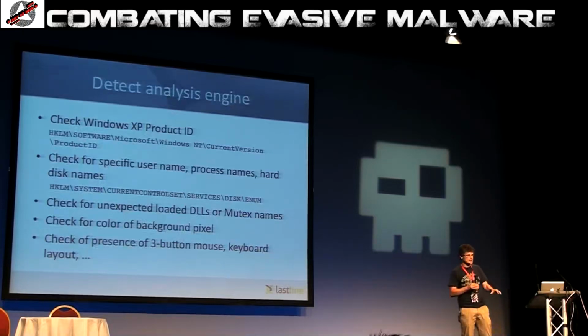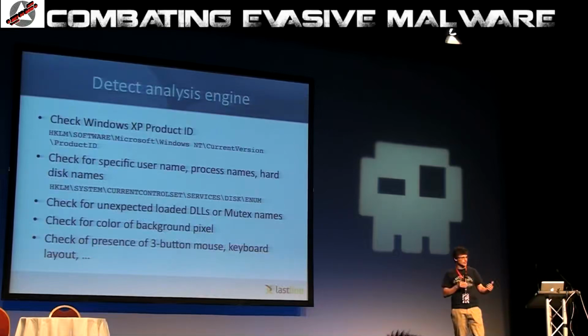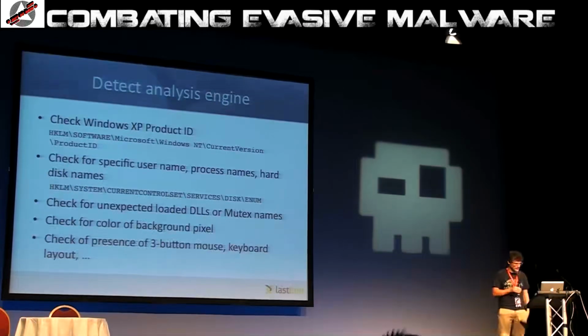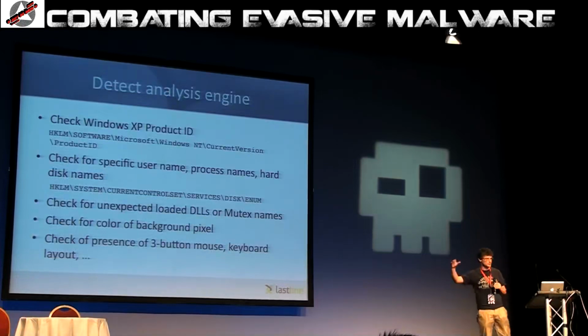Over time, they collect all the system IDs, all the license IDs, and so on that they find in analysis environments. And so they know that whenever they see that specific ID, they are running inside one of these analysis systems. They may check for specific usernames, specific process names, or hard disk names that they know are used by Anubis, Cuckoo, and so on.